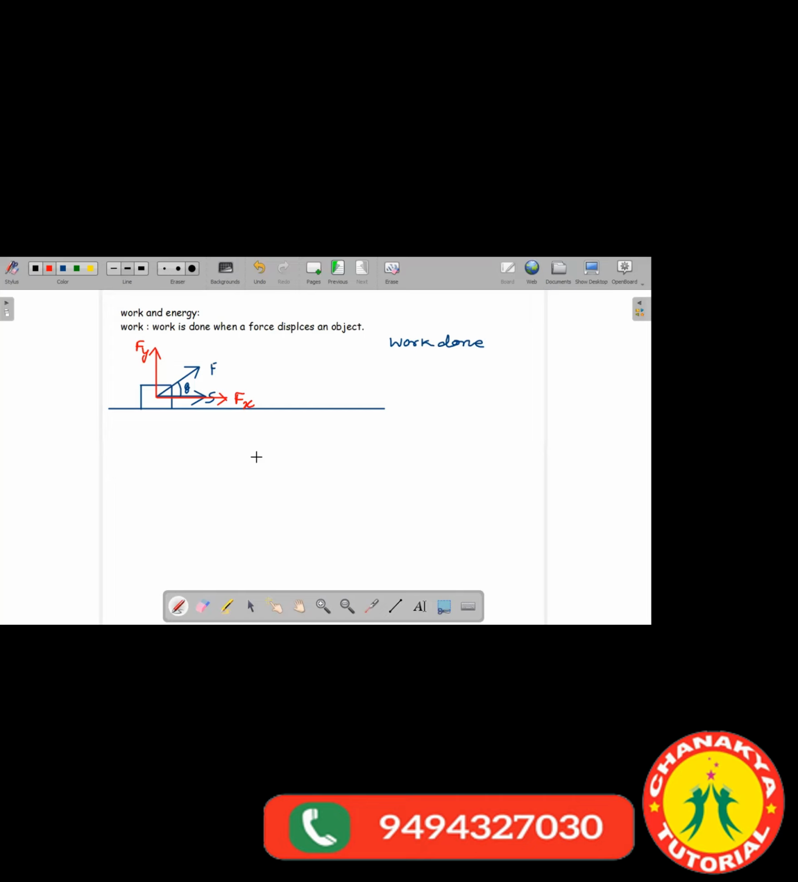Which force is responsible? Force along y or force along x? See both. Both. See here, if you apply a force only in the y direction, suppose there is no force in the x direction, we are applying force only in the y direction. In that case, the block will be lifted up and there will not be any displacement along the x direction. Will there be any displacement?